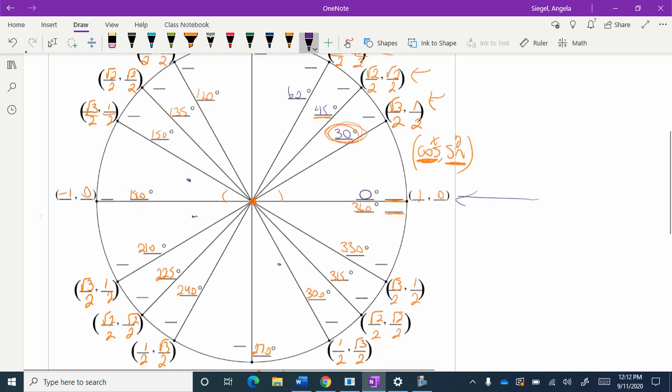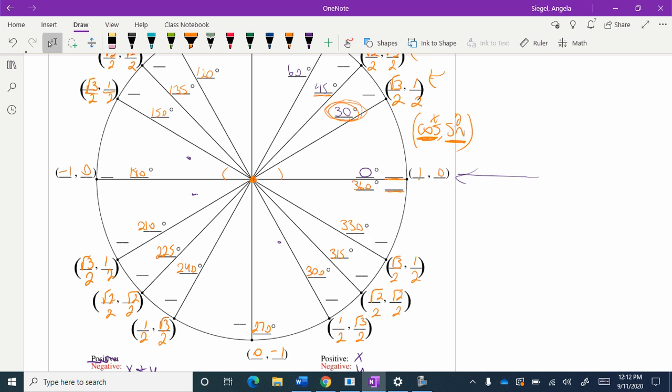So this is something that you will need to memorize. It really is going to help you moving forward. It's a really nice visual to have as well.